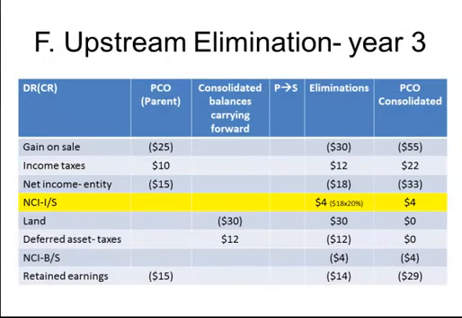In year 3, parent corporation sells the land for $100 to a third-party purchaser and records a gain of $25. We can now record the deferred profit and the deferred income taxes on the initial sale from GCO to PCO of $30 and $12 respectively. At the same time, the non-controlling interest is now allocated its portion of the gain earned by GCO of $4.